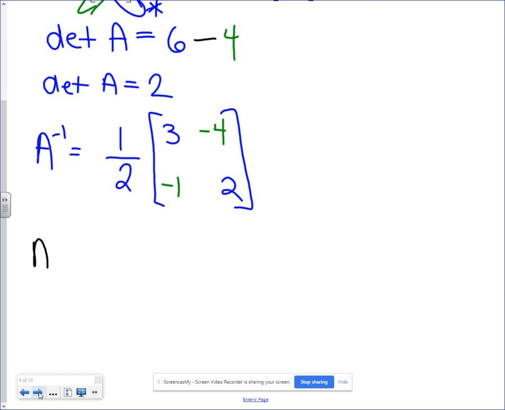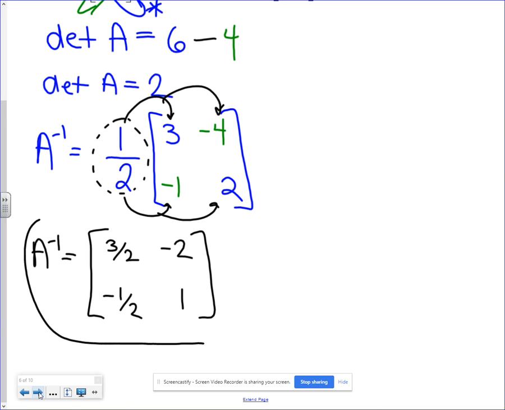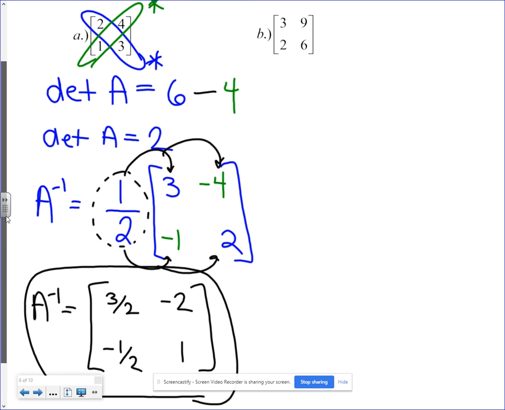All right, so final step now. The inverse of A would be the following. So what you do with this 1/2 is you take the 1/2 times each of these elements. So 1/2 times 3 is 3/2. Just leave it as a fraction. Don't write it as a decimal. 1/2 times -4 is -2. 1/2 times -1 is -1/2. And then last, 1/2 times 2 is 1. So this is the inverse of this matrix up here.